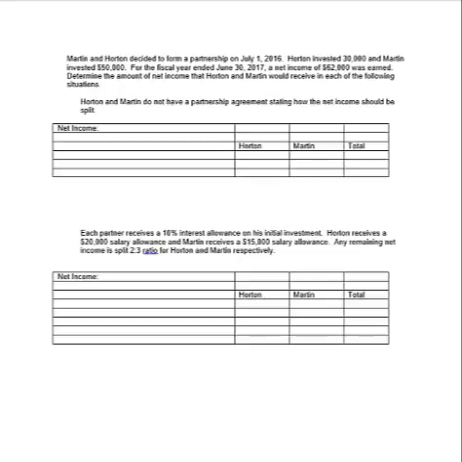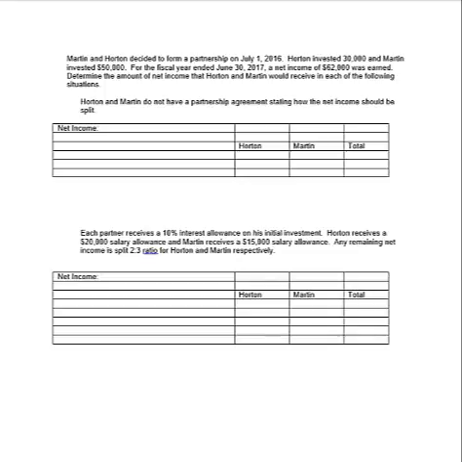The following problems demonstrate how to complete a net income allocation for partners in a partnership. The first problem says Martin and Horton decided to form a partnership on July 1st, 2016. Horton invested $30,000 and Martin invested $50,000. For the first fiscal year ended June 30th, 2017, a net income of $62,000 was earned. Determine the amount of net income that Horton and Martin would receive in each of the following situations.